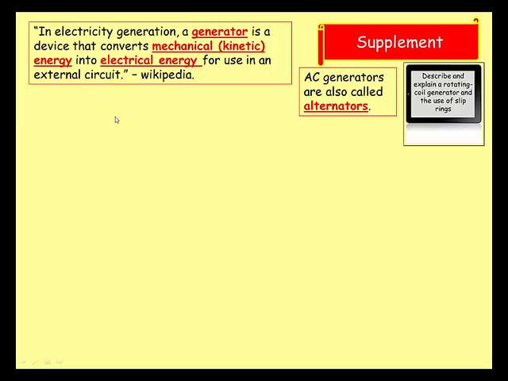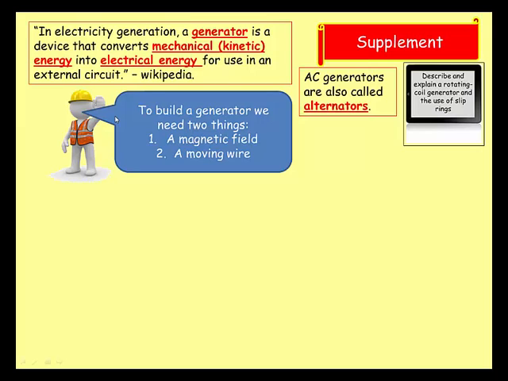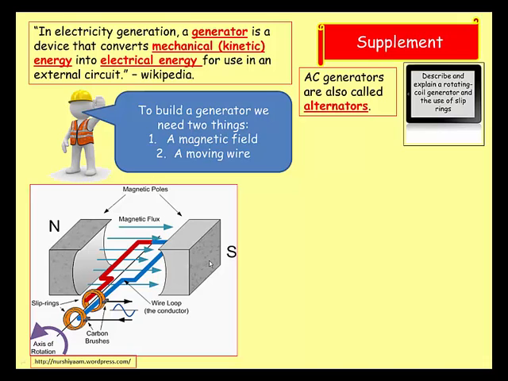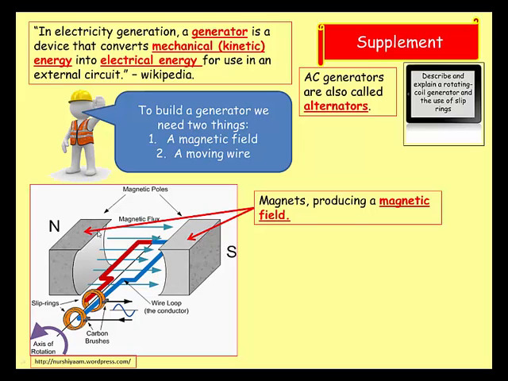Okay, so to build a generator, Bob the Builder says we need two things. We need, first of all, a magnetic field, and we need a moving wire. Hopefully now, from the previous work on EMF, you understand that these two things are necessary to produce current. So here we have a basic setup. Okay, first of all, we've got a magnetic field. Now these magnetic poles here are producing a magnetic field going from north to south. So here we've got what's called magnetic flux going between the two poles of the magnet.